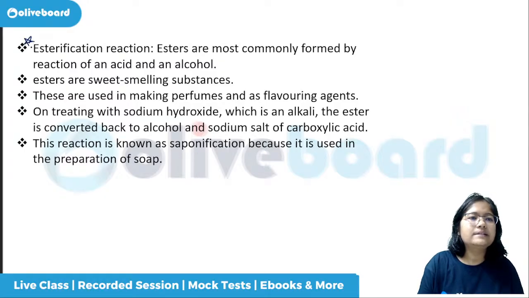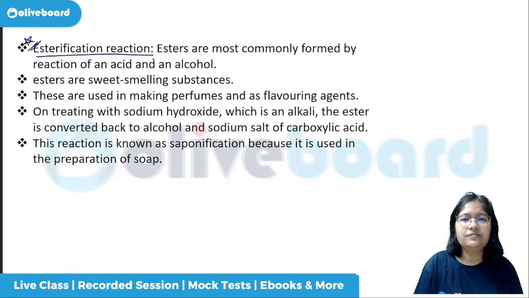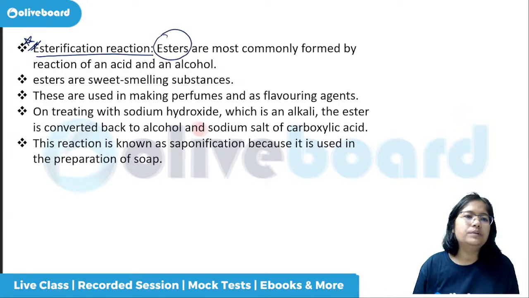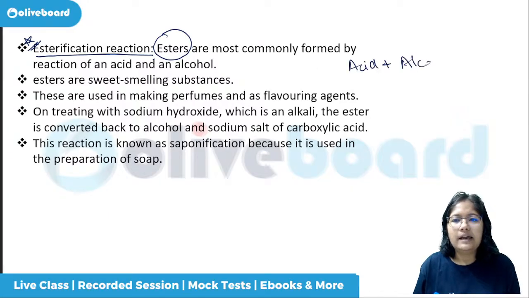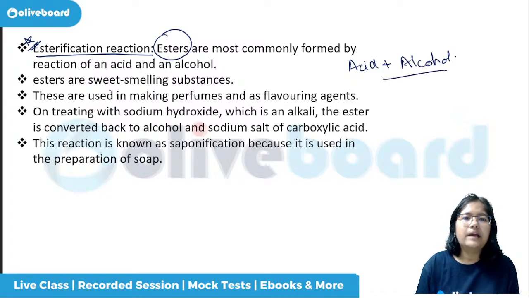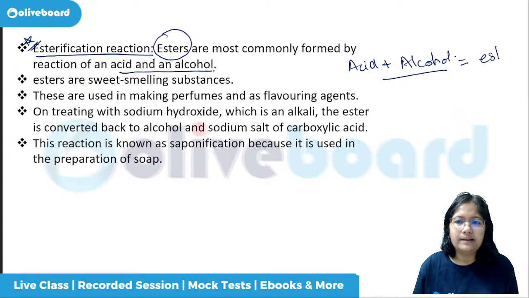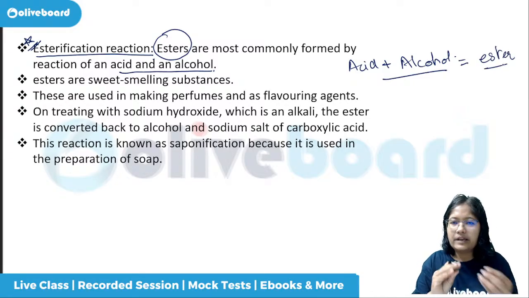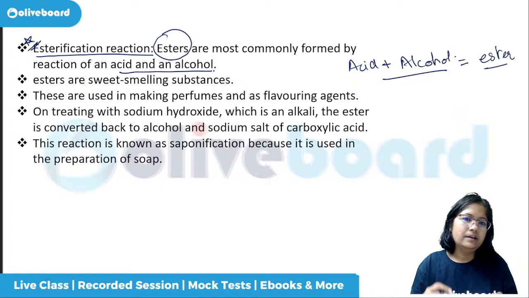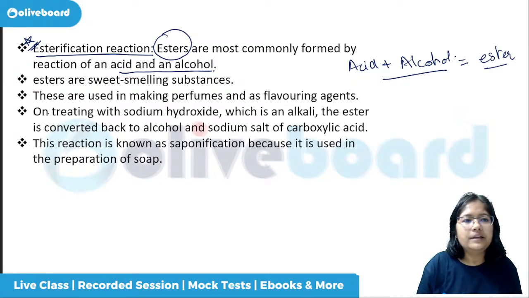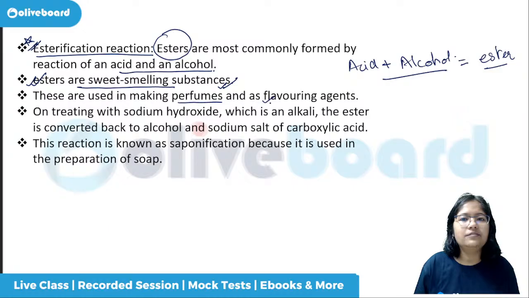Coming to the next one, that is esterification reaction. Now, what are these esters? Esters are most commonly formed by the reaction of an acid and an alcohol. It will give some sweet smell. It can be like a citrus fruit smell, or it can be a fruity flavor, but it will give that. These esters are sweet smelling substances, and they are used in making perfumes and other flavoring agents.